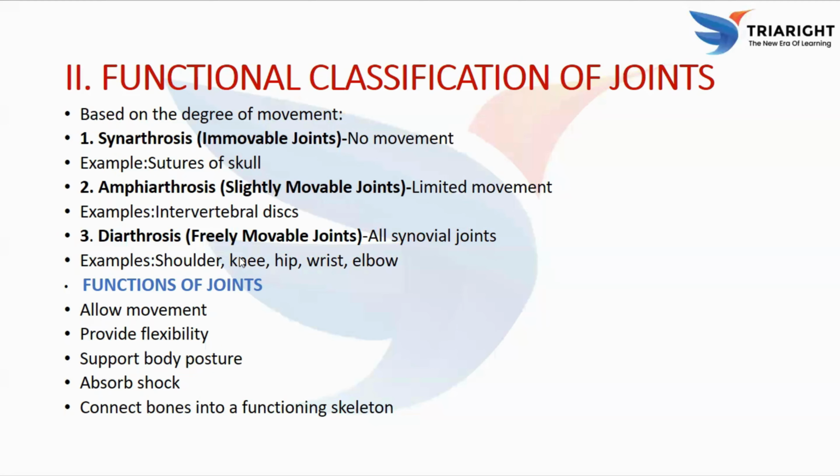So what are the functions of the joints? Joints help the body in many ways. They allow movement. They also provide flexibility, which helps the body adapt to different positions. They support the body posture, helping you to stand and sit upright. They absorb shock, especially in the spine and knee joints. It reduces the stress during running or jumping. They also connect the bones into a functional skeleton. That is, without joints, bones would be stiff and disconnected. So these are the functions of the joints.